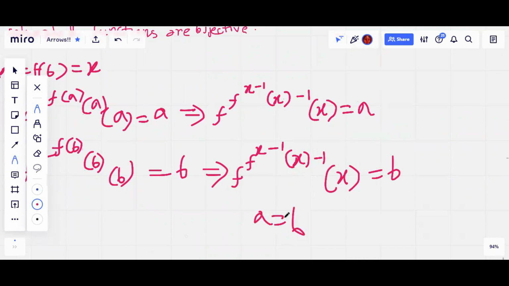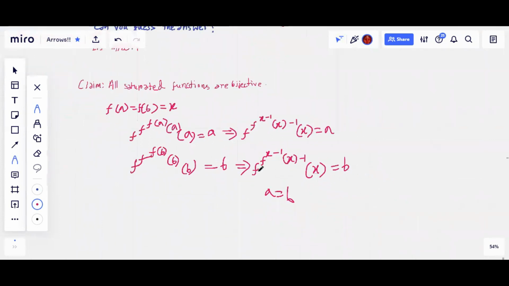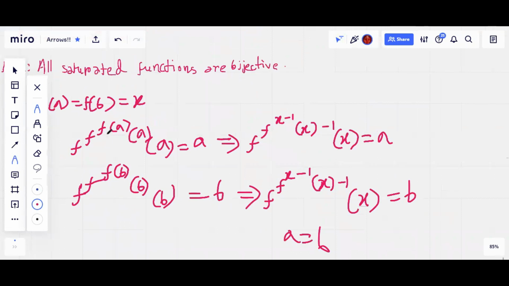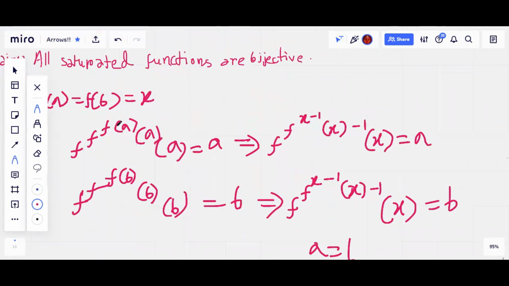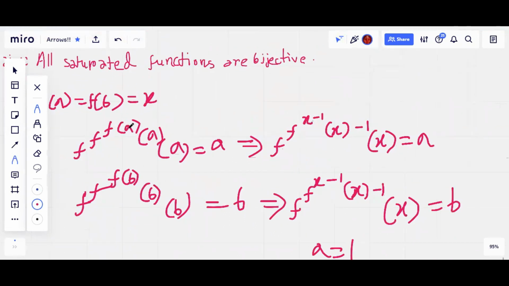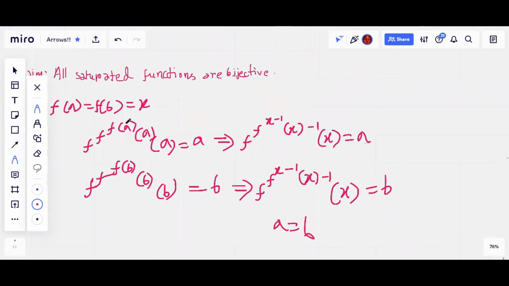And since we proved that it is surjective and we know that it is injective, the function is bijective. I hope this is clear. We are just substituting the x. It's nothing big, it's no big deal actually.